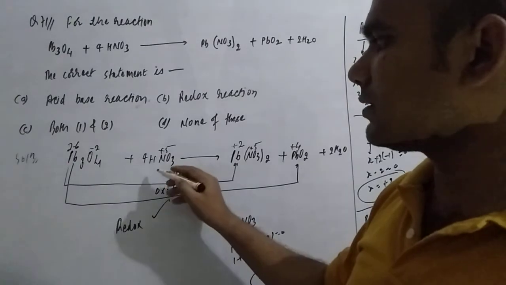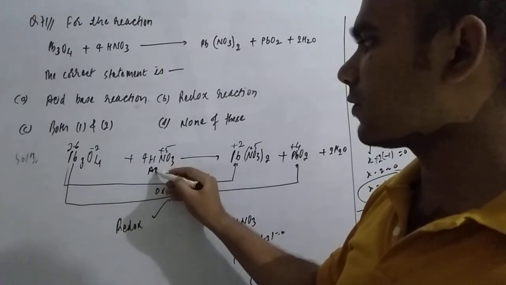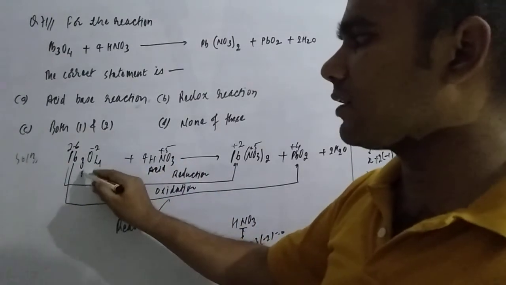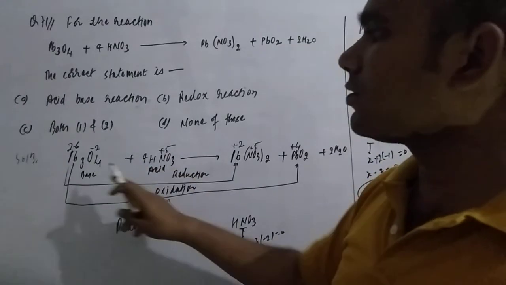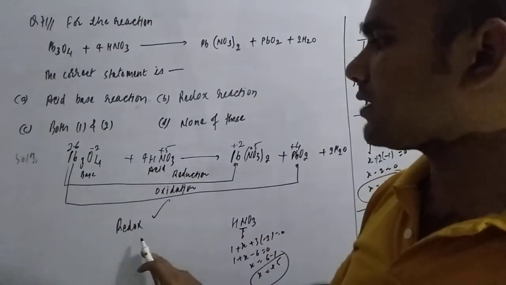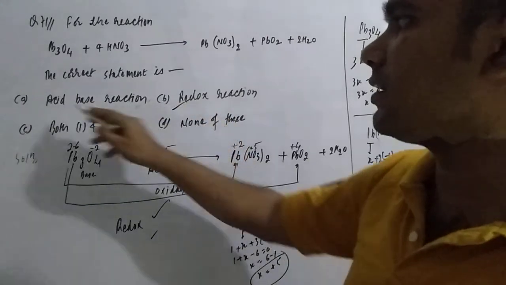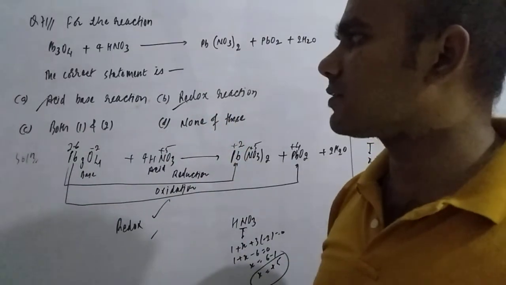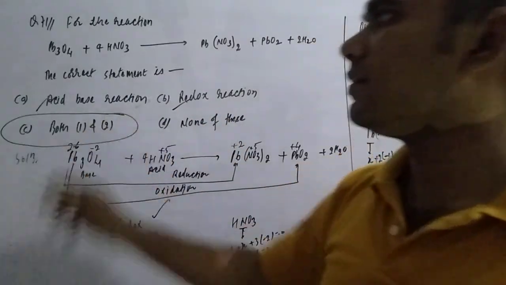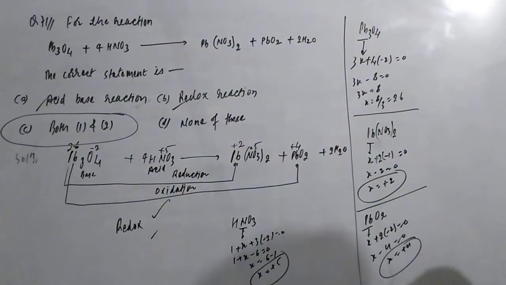Now student, another thing: this is the acid, and oxide of metal is basic, so it is an acid base reaction. So this is an acid base reaction also, and second is redox reaction. So the correct option will be option number C.